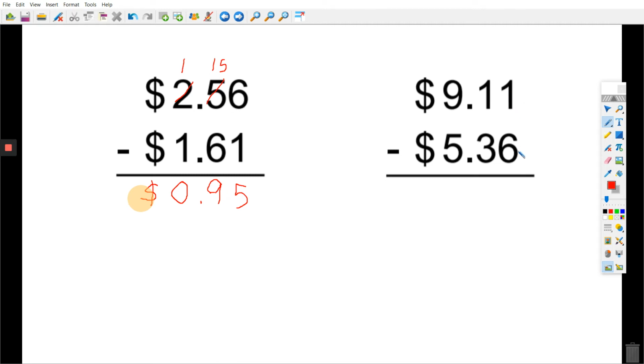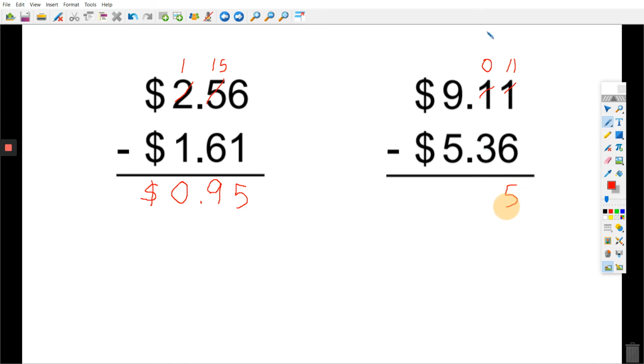1 minus 6 is not enough, right? So we need to regroup. The 1 becomes a 0, and the other 1 becomes an 11. Remember, even if this is already less than the bottom digit, you regroup. You just continue regrouping as long as you need it. 11 minus 6 equals 5.